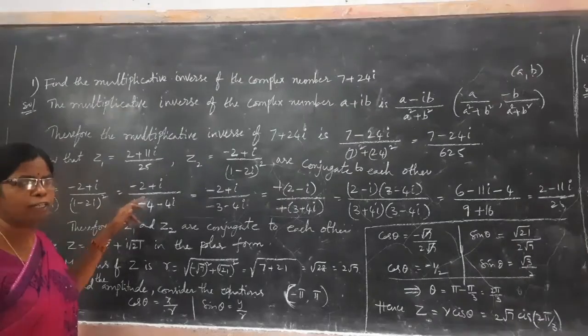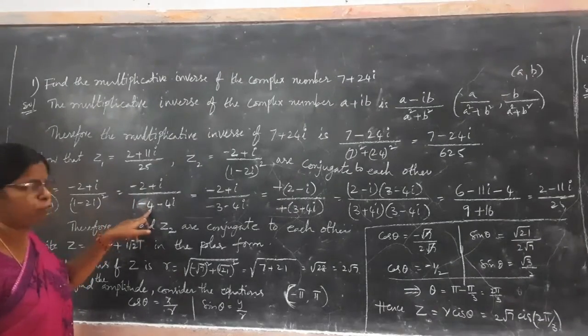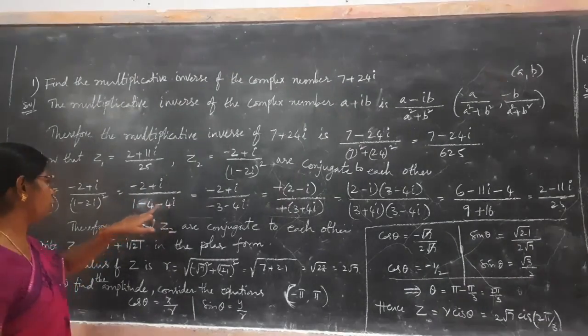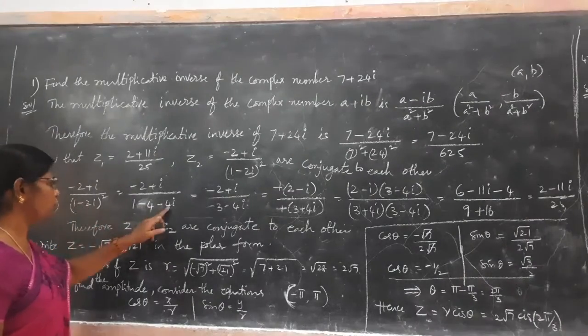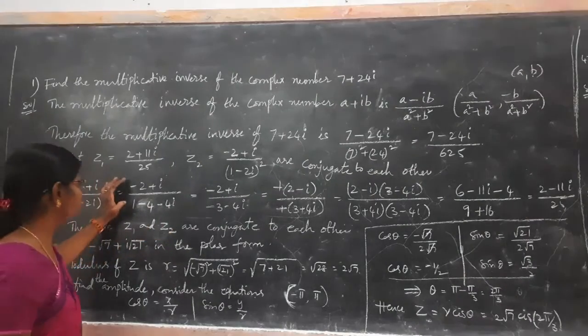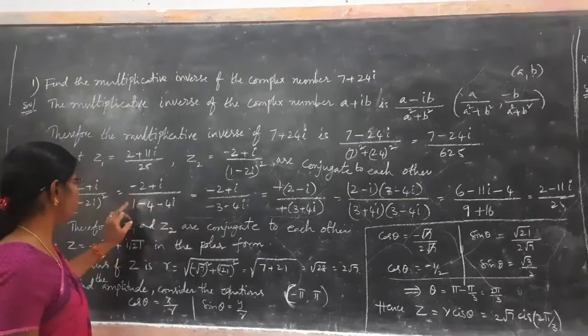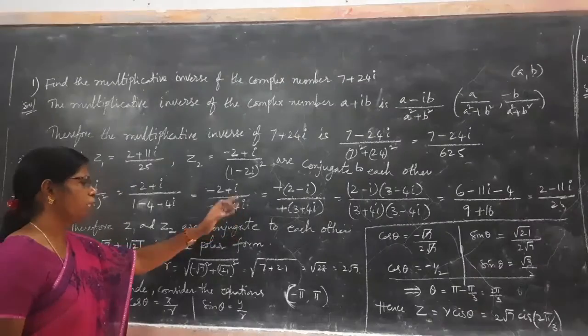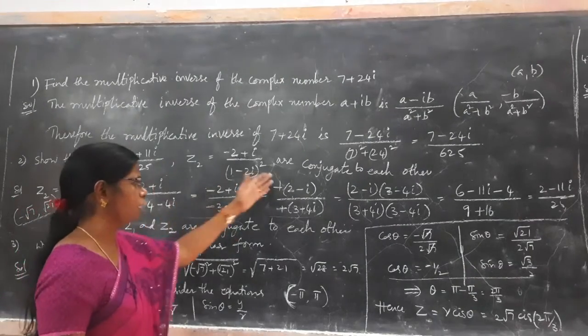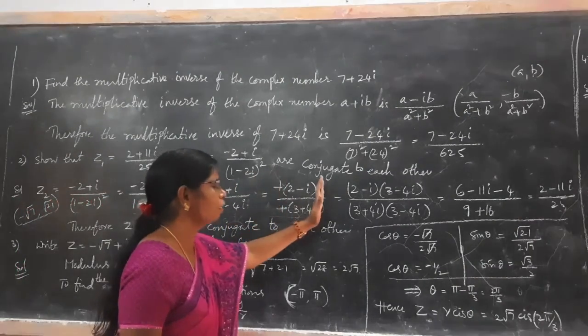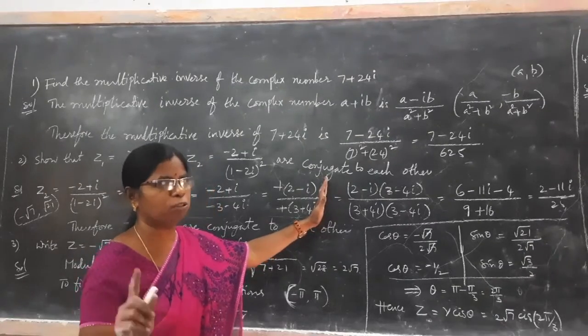b square means 2i whole square. 2 square is 4, i square is minus 1, that's why it is minus 4, and this is a square minus 2 into a into b, minus 4i. Okay, that's all. Now here minus 2 plus i, this is minus 3 minus 4i. Take minus as common and then cancel out. So if you write up to this, in general you get 1 mark.